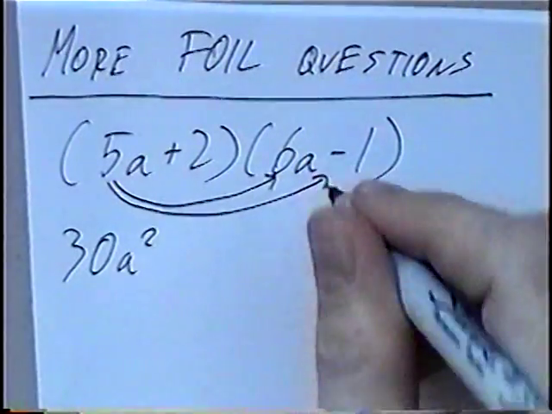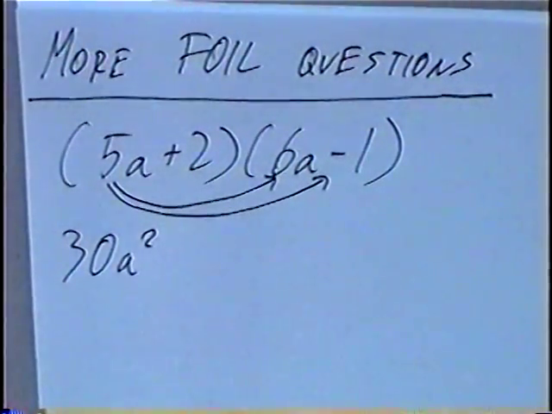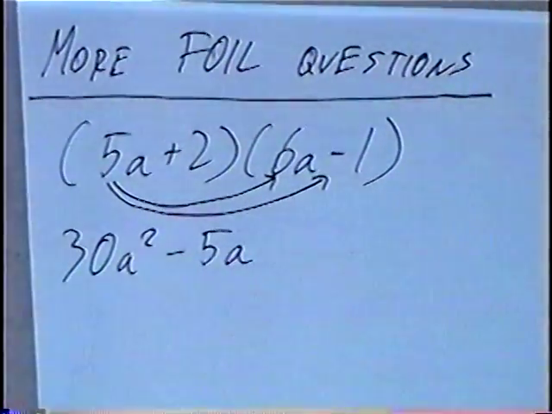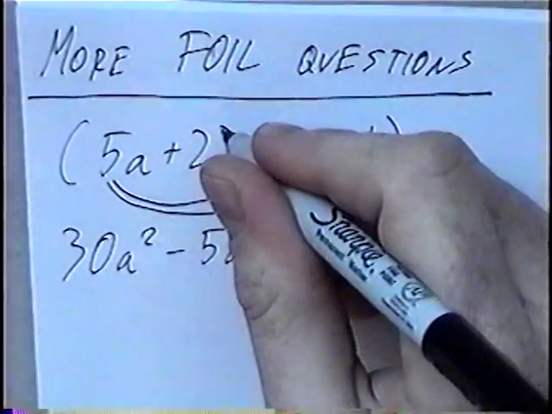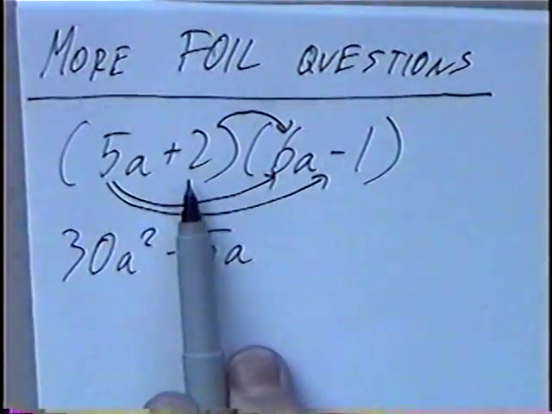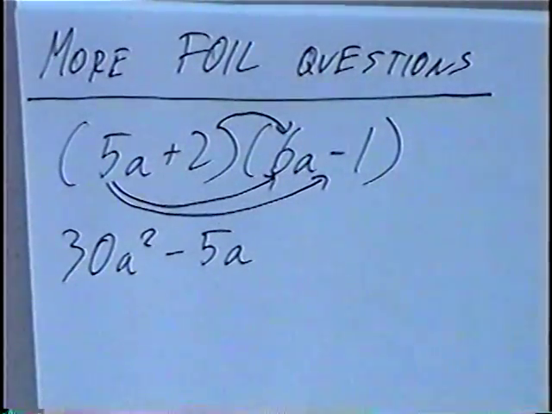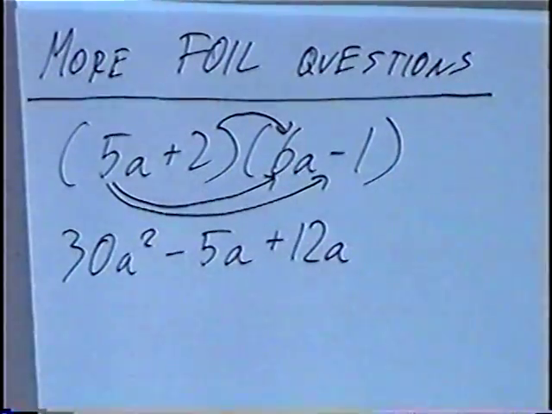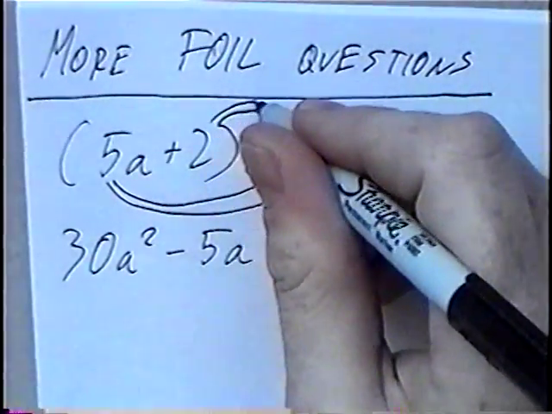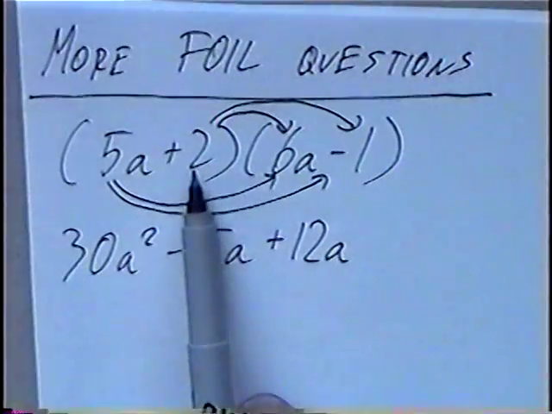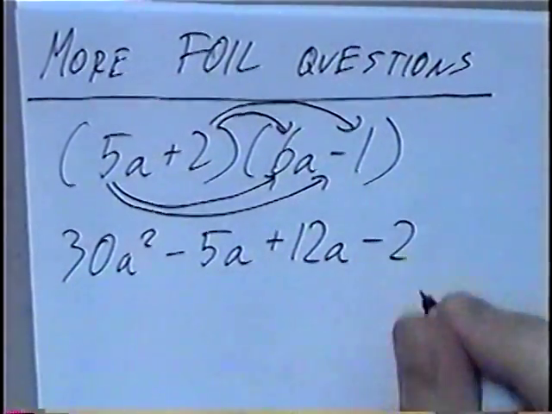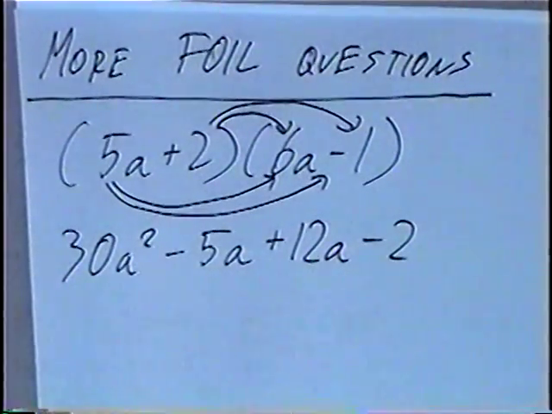Multiplying the last terms, the far left side to the far right side, 5a times a negative 1. Multiplying by a negative 1 would just make it negative 5a. Multiplying the inside or middle terms, 2 times 6a. 2 times 6 would be 12, and the a would stay on to make it 12a. And multiplying the last numbers in each parentheses, positive 2 times a negative 1. When you multiply by one negative, it would stay negative, for negative 2.